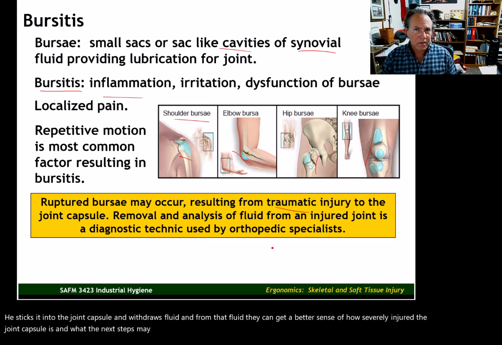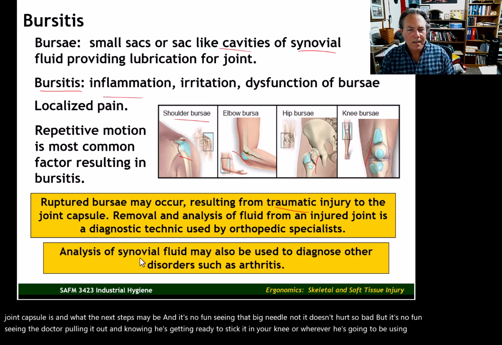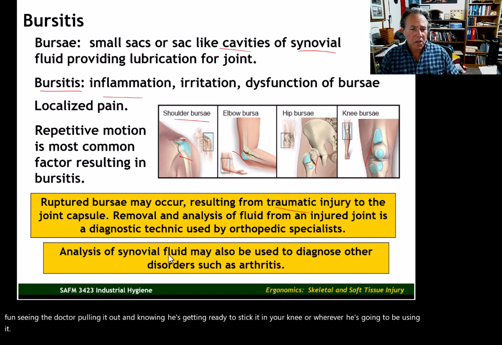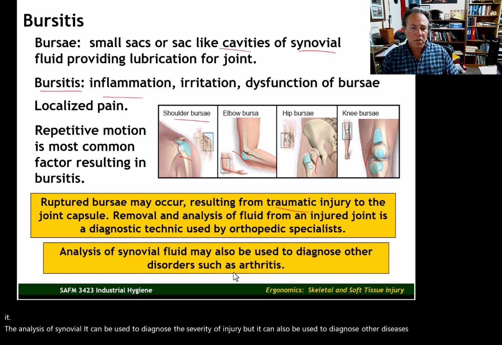And it's no fun seeing that big needle. It doesn't hurt so bad, but it's no fun seeing the doctor pulling it out and knowing he's getting ready to stick it in your knee or wherever he's going to be using it. The analysis of synovial fluid can be used to diagnose the severity of injury, but it can also be used to diagnose other diseases or disorders such as arthritis.